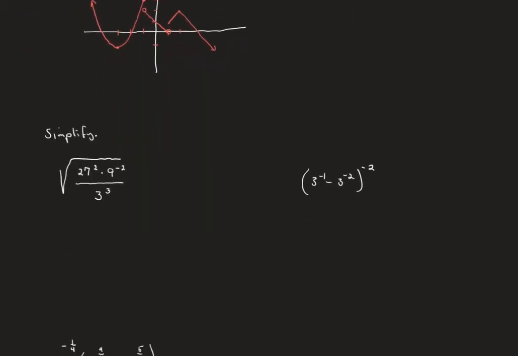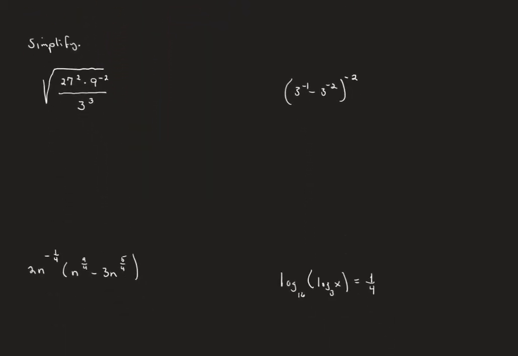Okay, sliding up, looks like we got some exponential problems to work on here. So first we're going to write the 27 as 3 to the third, which is in turn raised to the second. That's going to multiply our 3 to the second to the negative 2. We're going to divide that by 3 to the third, and then we're going to take the whole thing to the 1/2 power, I believe.